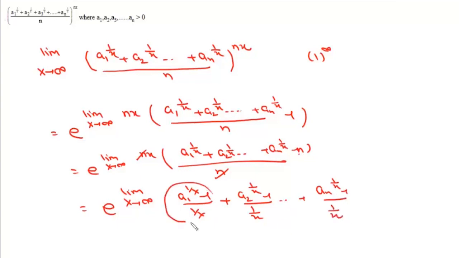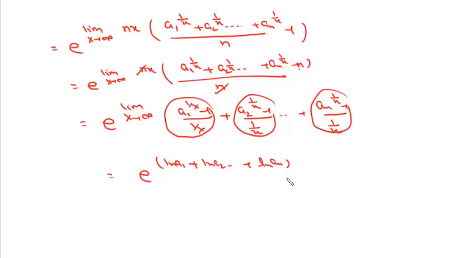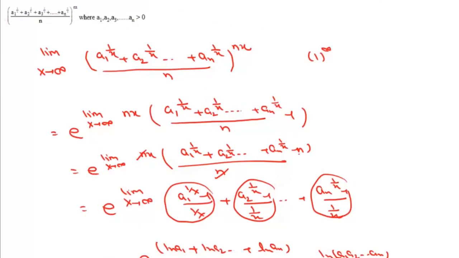Now this is a standard limit. It will be log a1. Next one will be log a2 and log an. So it will be e to the power log a1 plus log a2 plus log an, which is e to the power log a1 into a2 into an, which is a1 into a2 into an, this product. So the answer to this limit is a1 into a2 up to an.